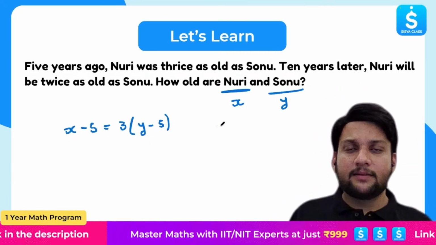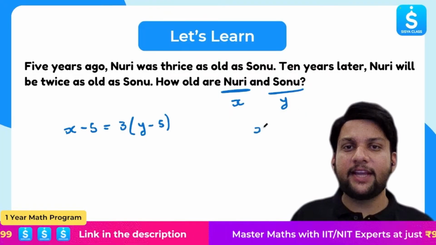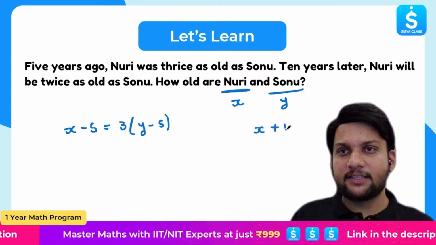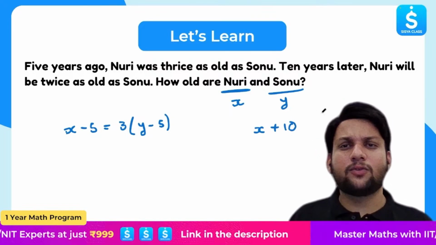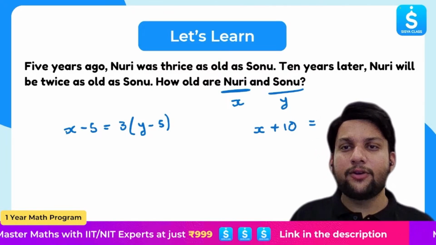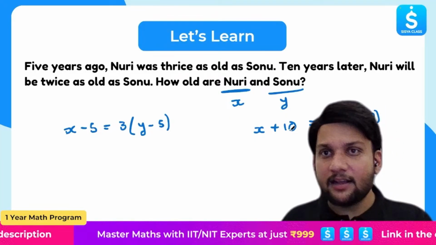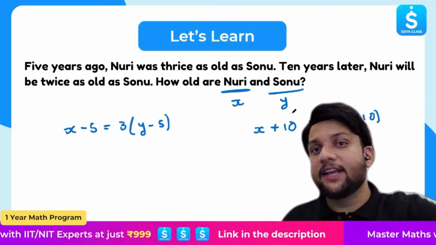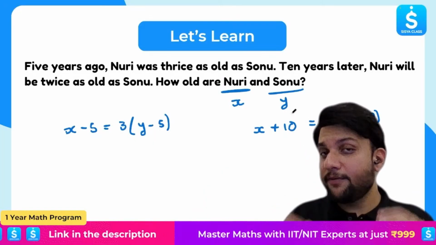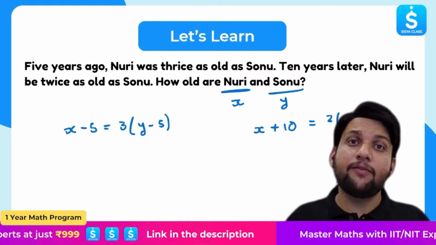Right. Next, 10 years later, what will be the age of Noori? x plus 10 will be twice as old as Sonu. And Sonu's age after 10 years will be y plus 10. But Noori will be 2 times as old as Sonu. Getting it? I'll tell you one more time. 10 years later, what is the age of Noori? If the present age is x, it will be x plus 10. And Sonu after 10 years will be y plus 10.